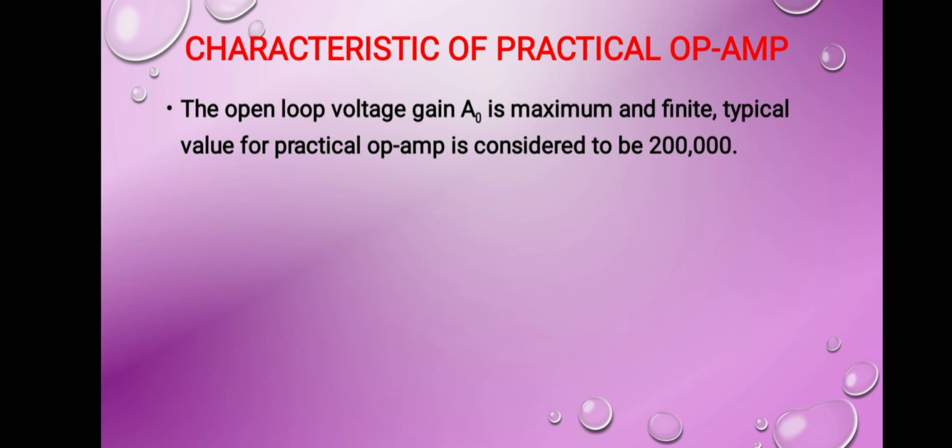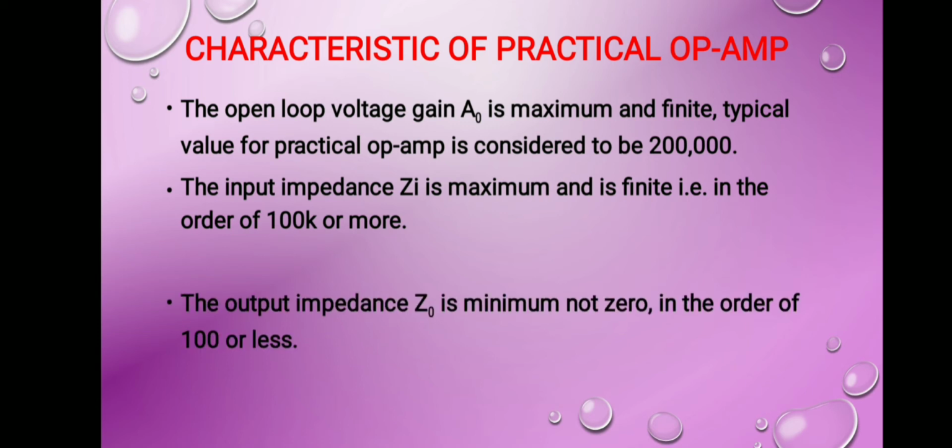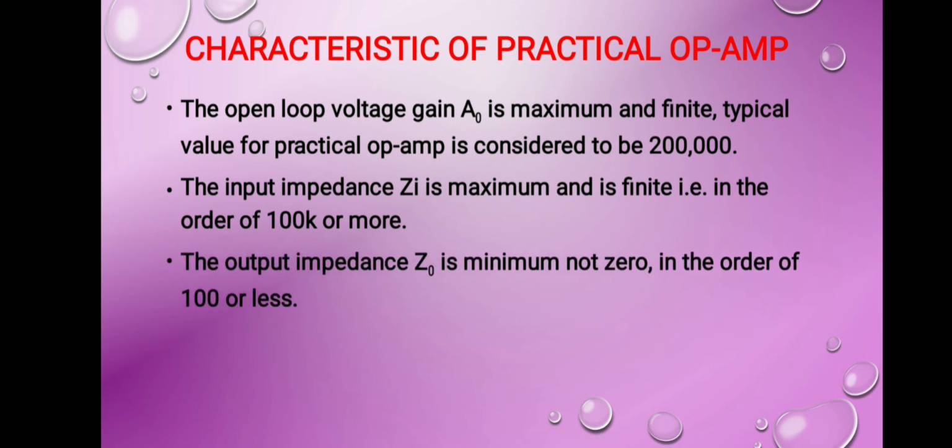Now, the practical operational amplifier characteristics. The open loop voltage gain is maximum and finite. Typical value for the practical operational amplifier is 2 into 10 raised to 5, but for ideal operational amplifier, it is infinite. The input impedance is maximum and finite, in the order of 100 kilo ohm or more. The output impedance is minimum but not 0, in the order of 100 ohm or less.